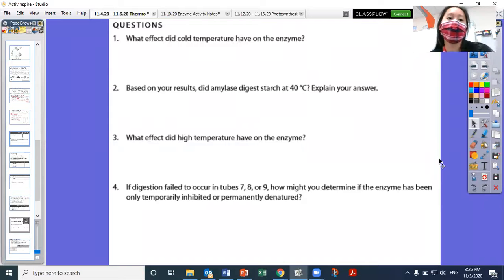At the bottom here, you have a bunch of questions that you're going to be answering. You're going to tell me, what effect did cold temperature have on the enzyme amylase? Based on your results, did amylase digest starch at 40 degrees Celsius? You can use your color results to explain that. Number 3, you're going to say, what effect did high temperature have? And then for 4, you're going to answer the question as well.